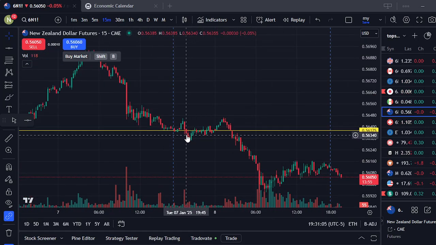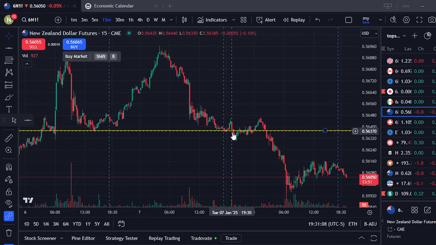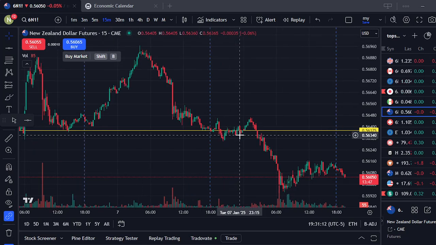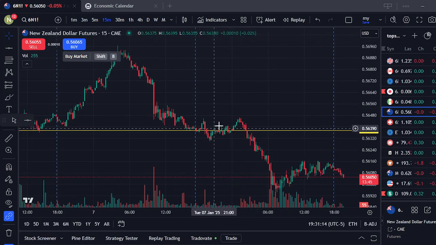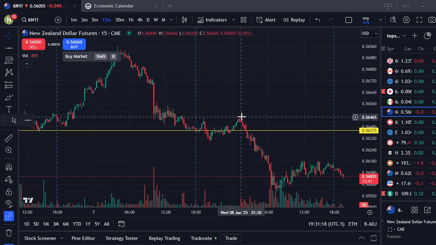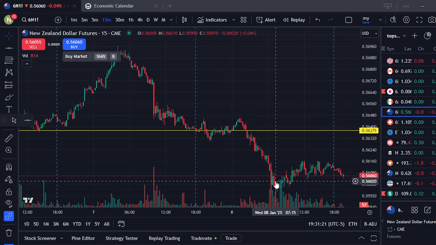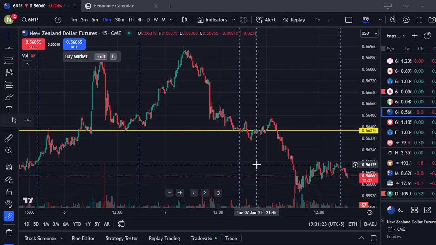So I was structuring my short based off of this, right? We broke below the previous day's low, and I had my stop set right above here. I went to sleep, it took me out, and then look what happened. So that's just part of what we do here on a daily basis.